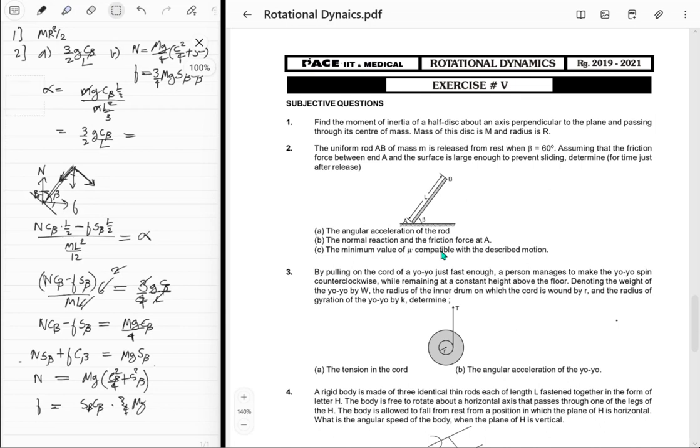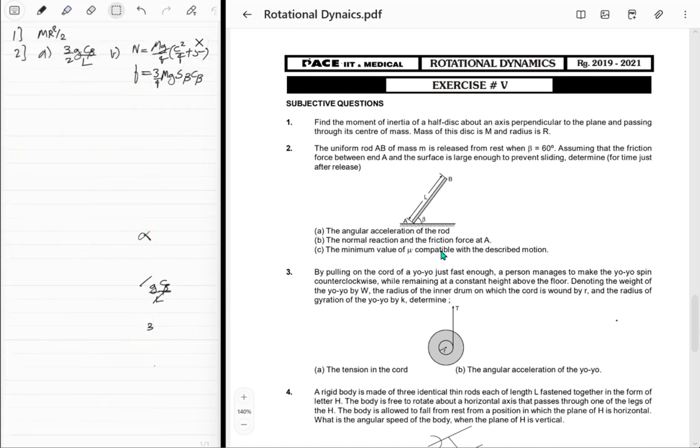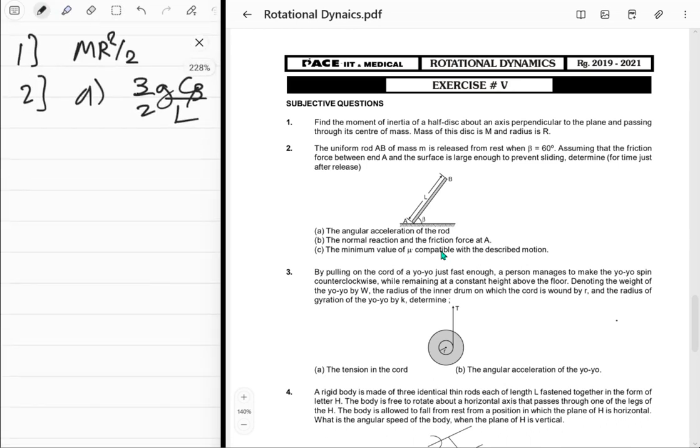Next. Third. Third is, we also have to do C, sorry.